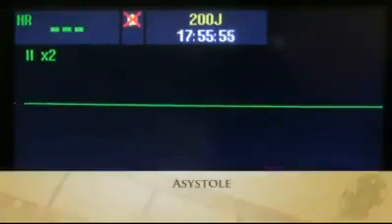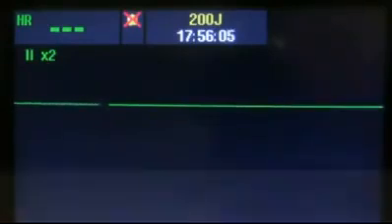Asystole, a deadly rhythm. We will check in more than one lead to see maybe it is V-fib. But asystole, there's no rhythm. Start CPR.